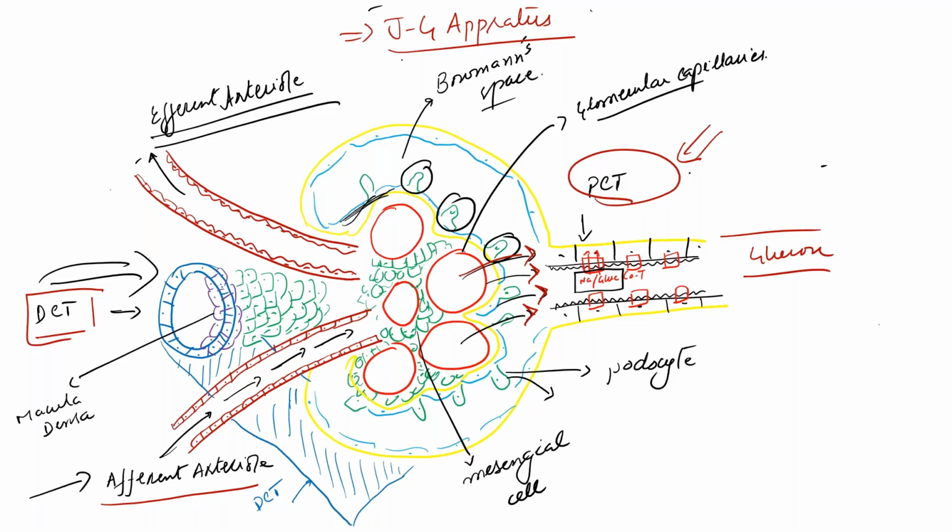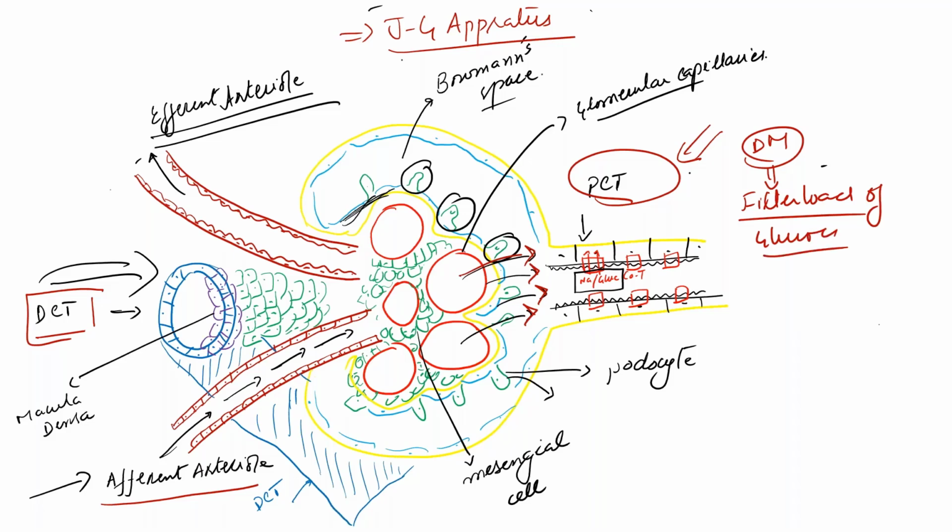But when we have a patient with diabetes, what happens is the filtered load of glucose will be very high in the proximal convoluted tubule. And not all the glucose will be reabsorbed in the proximal convoluted tubule, and some of the glucose will appear in the urine, which is called glucosuria.